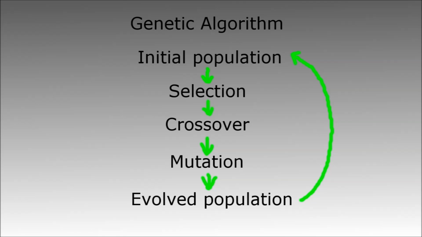It's a search method that mimics the process of natural selection. Or in other words, survival of the fittest. We start out with the initial population of our creatures. Next, we select the fittest among them based on how well they did in the simulation. Those fittest creatures mate with each other to create offspring. At the very end, we have a very small chance that some mutations will occur. When all this is done, we end up with our new population.